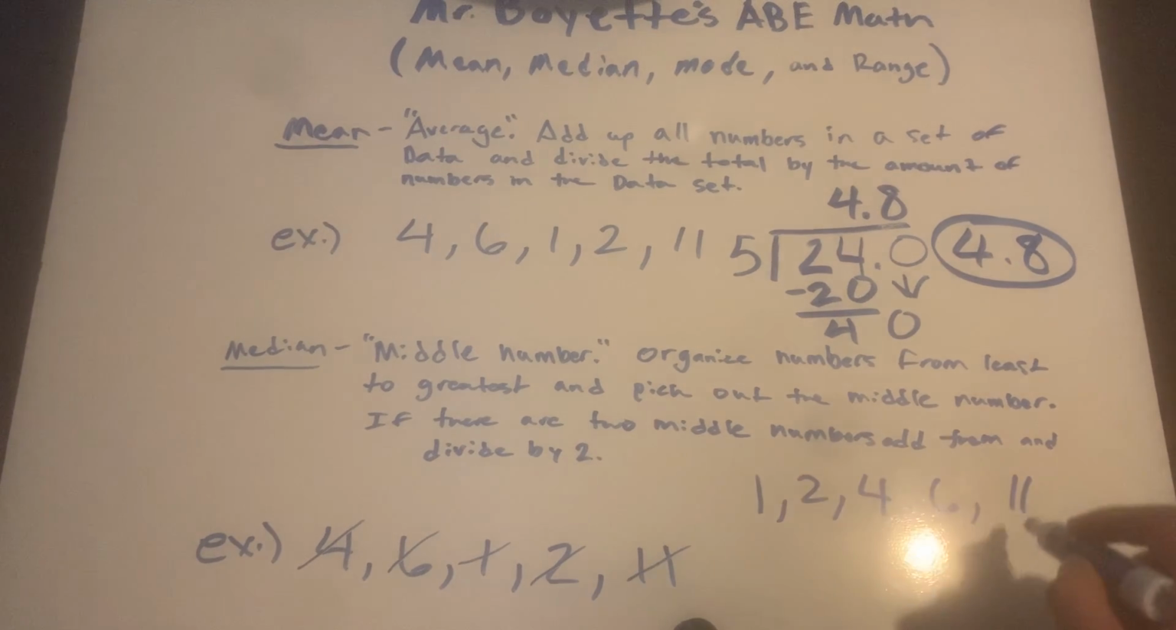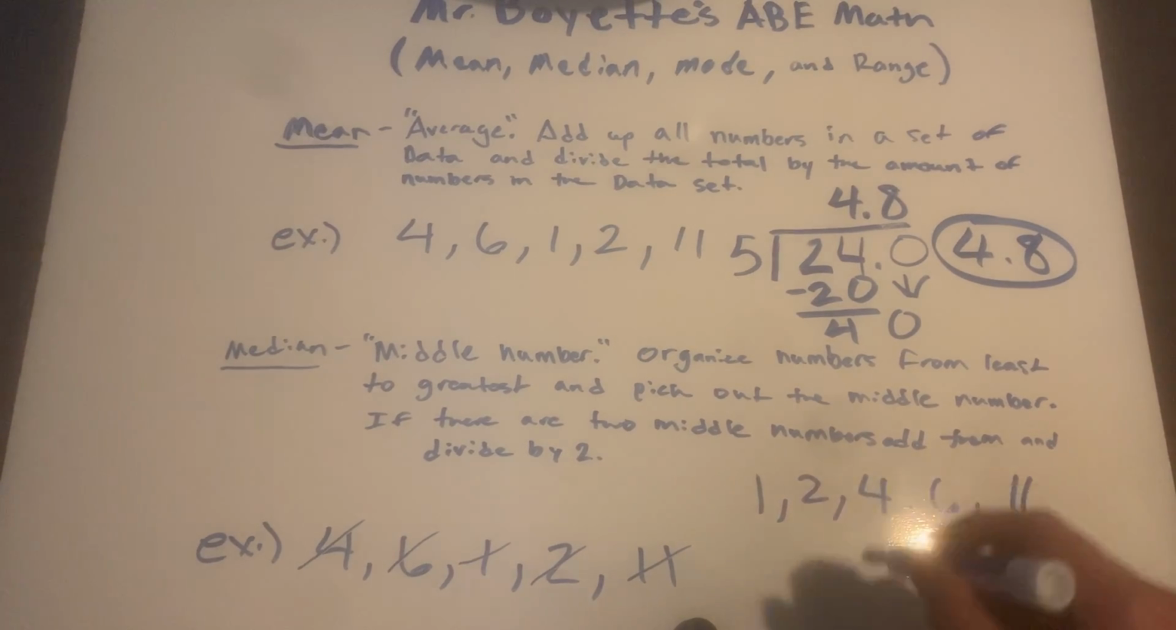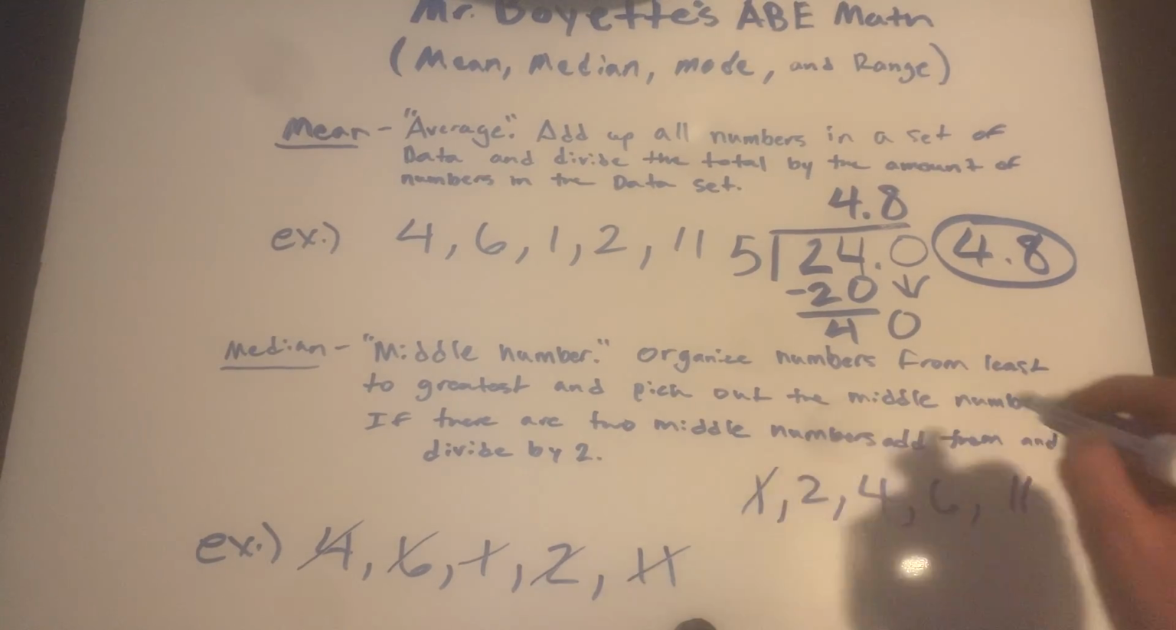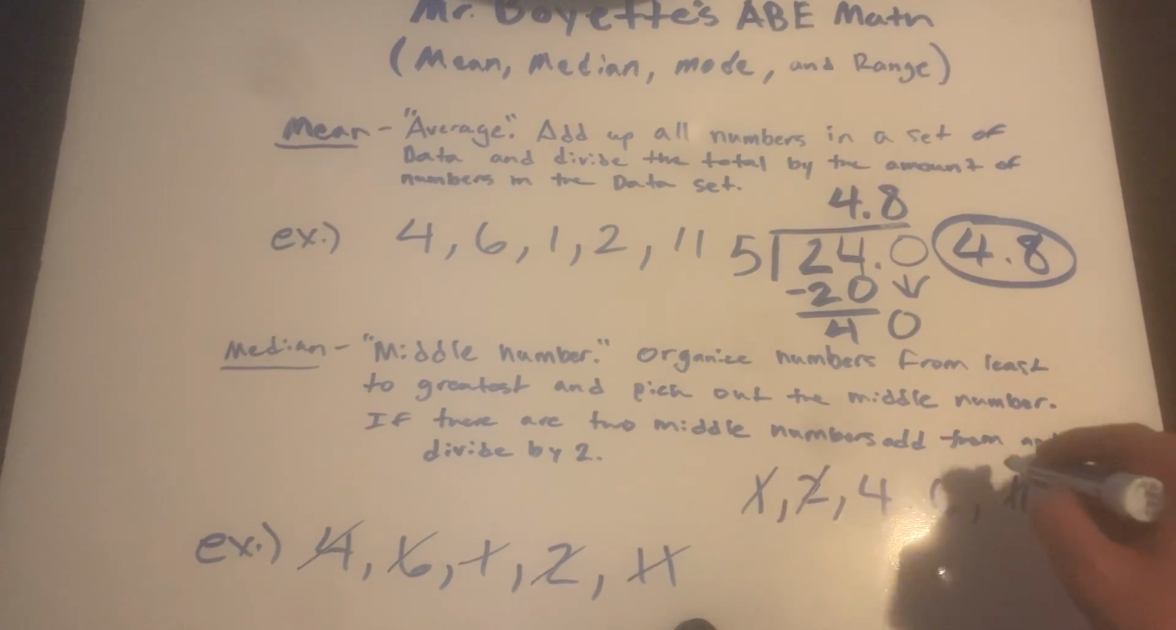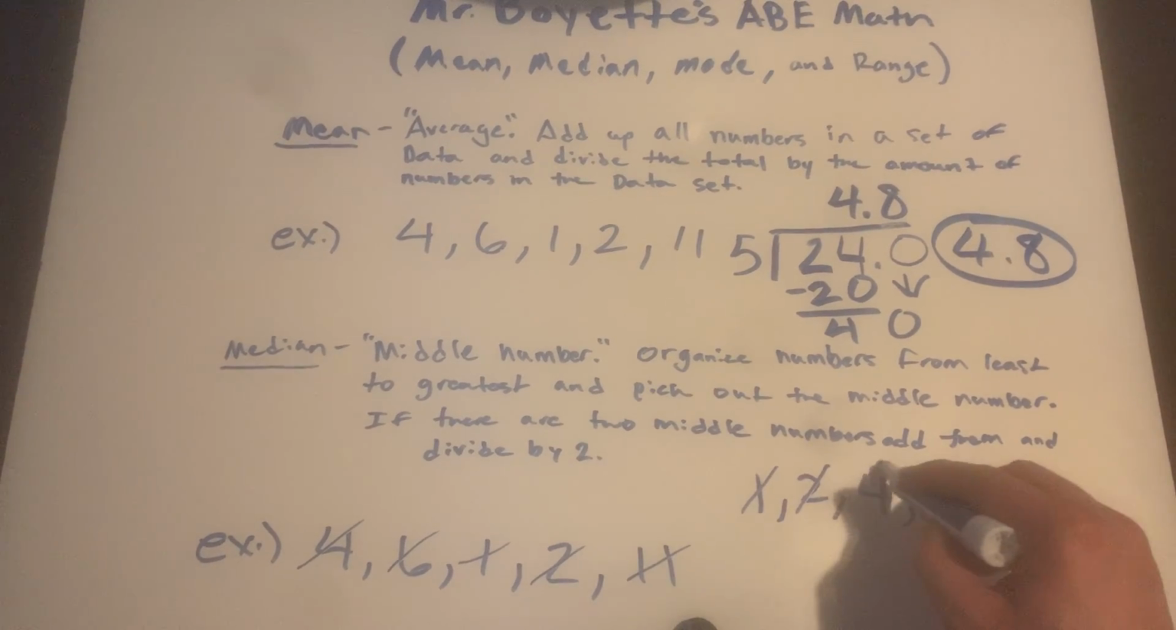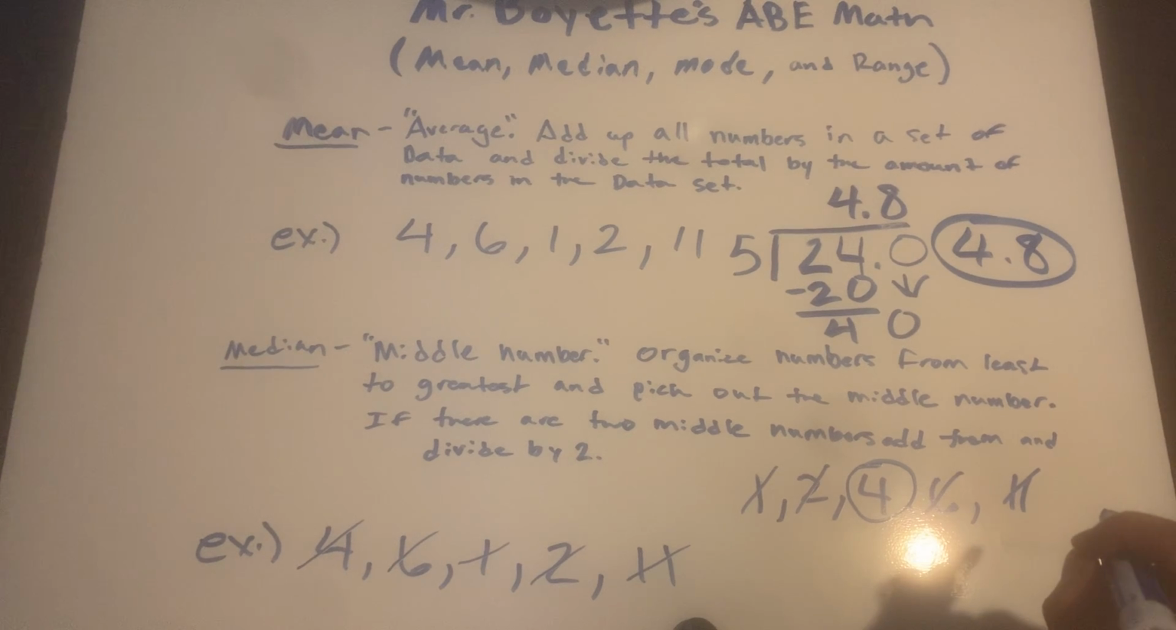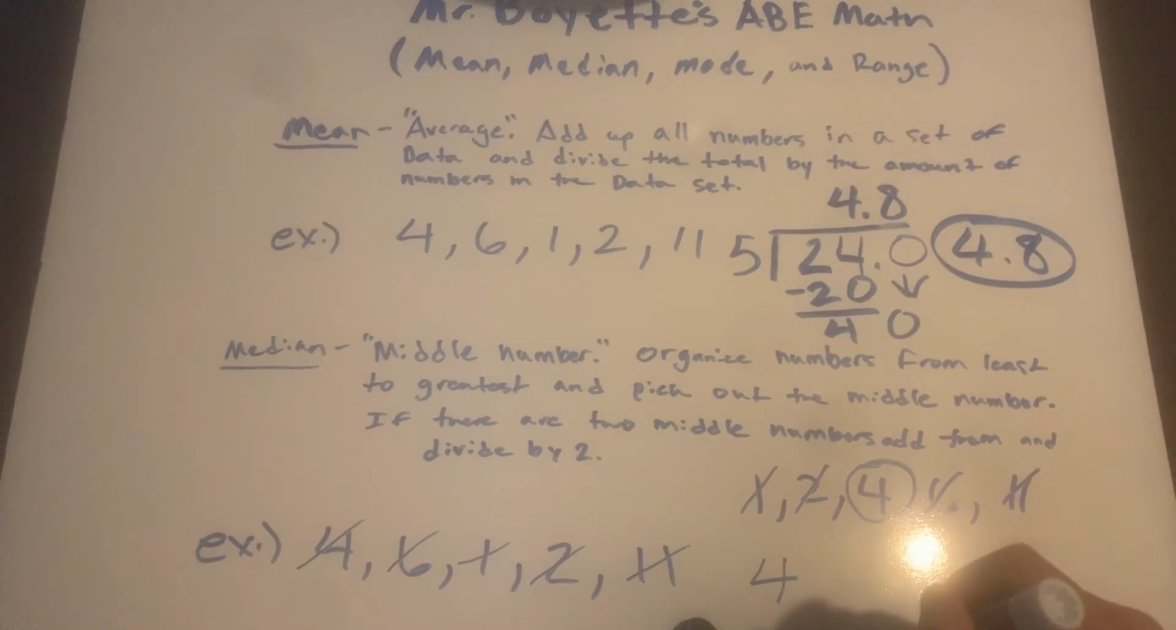All right, now once they're organized like this, we're gonna pick out the middle number. What I like to do is just cross them out, one on each side, until we get to the middle. And that is our median. It's as simple as that. So our median in this case is 4.